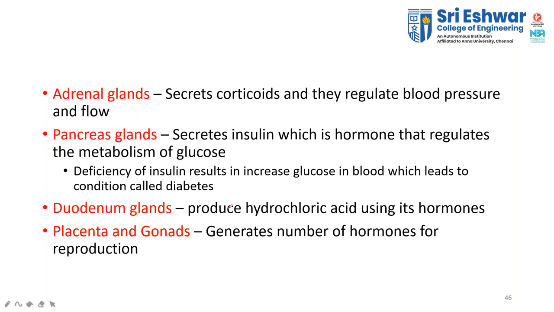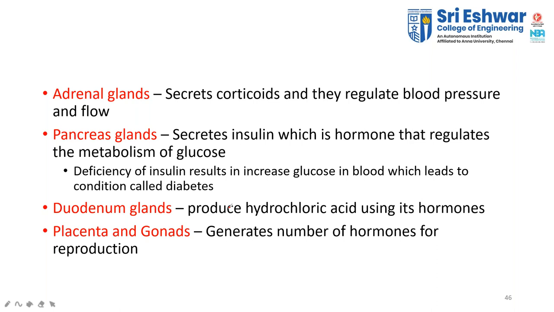Okay, so the next gland is the duodenum gland. The duodenum gland produces hydrochloric acid. I told you, right, some acids are secreted in the human body to make your food digest. This is the gland which is used to produce hydrochloric acid. If you are not having your meal properly, then this hydrochloric acid secretion increases, so that it affects the intestine as ulcers.